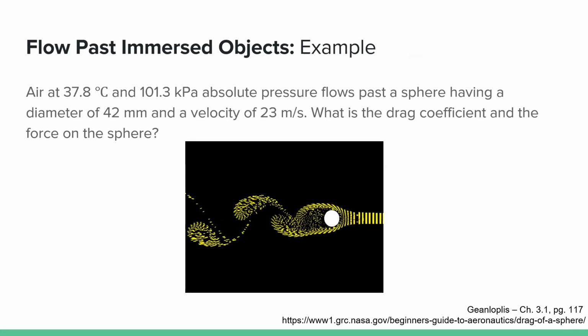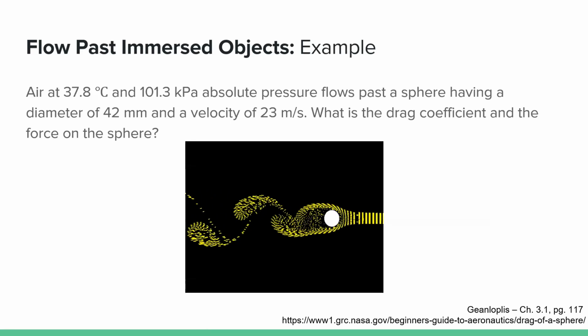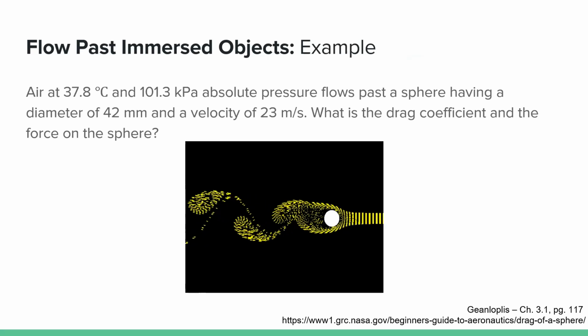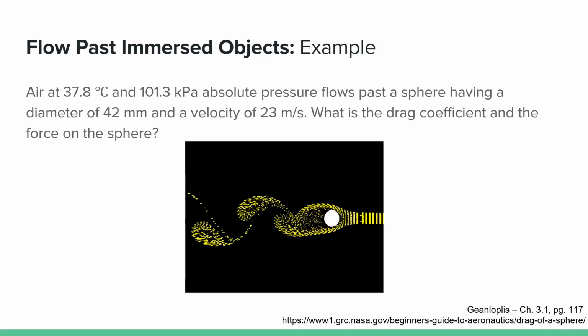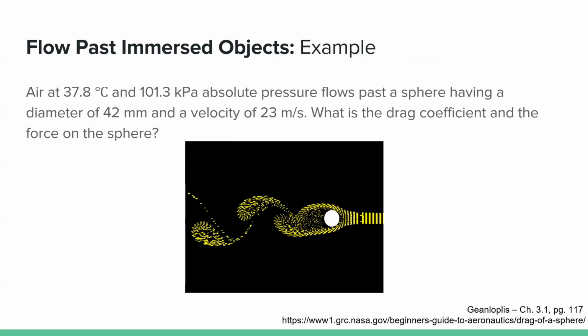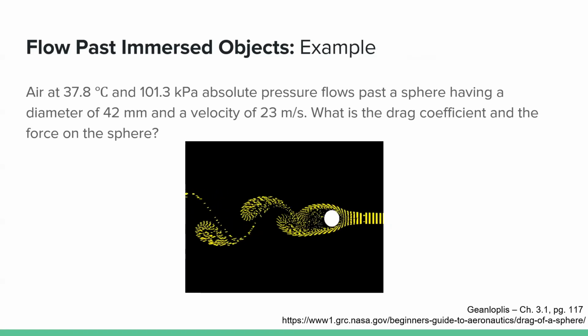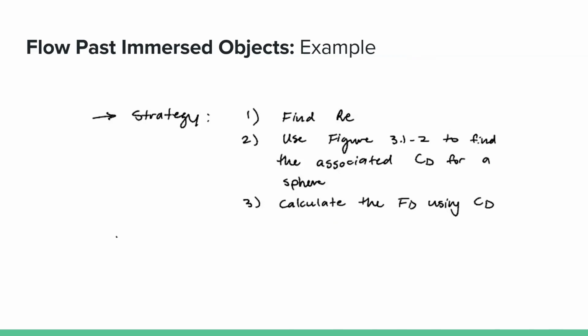Now we're going to do an example problem of fluid flowing over different geometry just to see how the type of geometry can change fluid behavior. In this example, we're asked to find the drag coefficient and force on a sphere that's being subject to air at 37.8 degrees Celsius and 101.3 kilopascals, flowing past the sphere, which has a diameter of 42 millimeters, and the air has a velocity of 23 meters per second. The general strategy is to first find Reynolds number, then use that figure that I showed before to find an associated drag coefficient for a sphere, and then calculate the drag force using this drag coefficient.